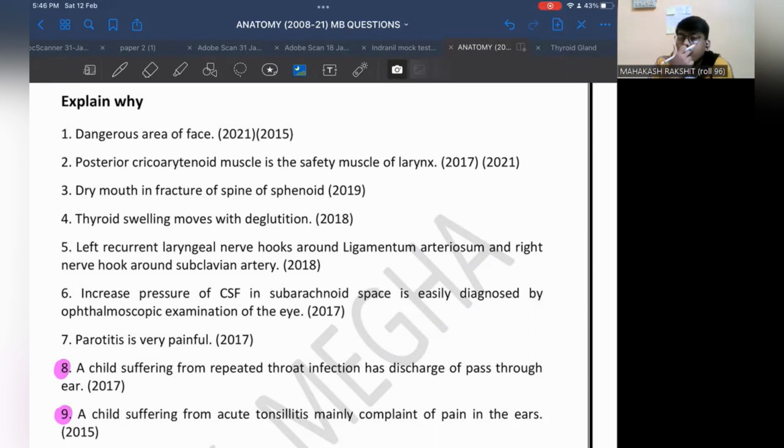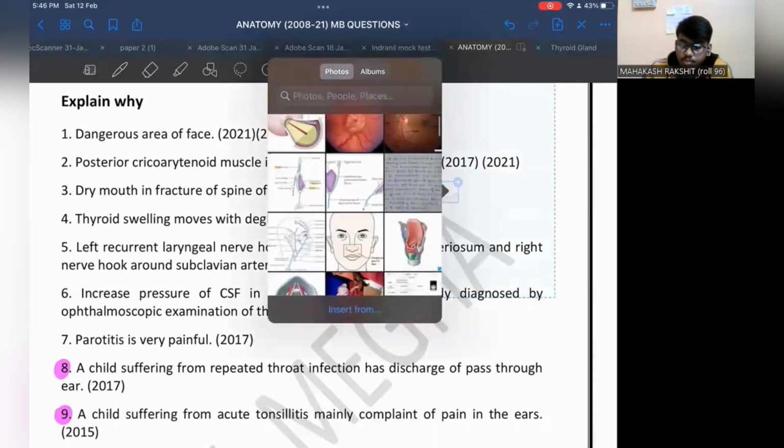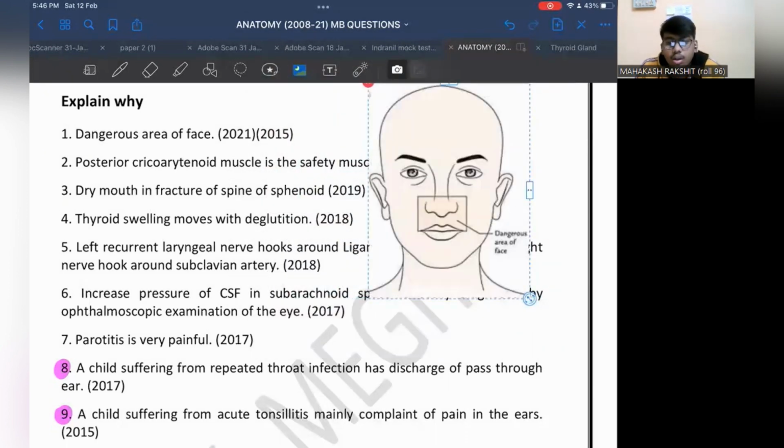So, the dangerous area of face. This region of our face is called the dangerous area of face: the upper lip, lower part of the nose, and the adjoining cheek portion. Let's have a diagram. Here is the dangerous area of face. Why is this called the dangerous area of face?